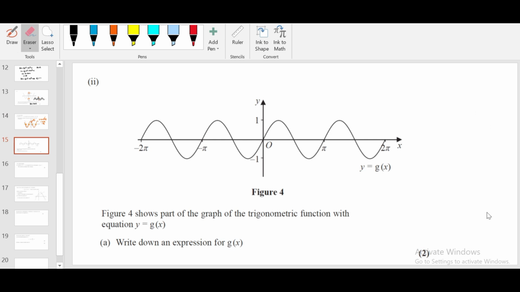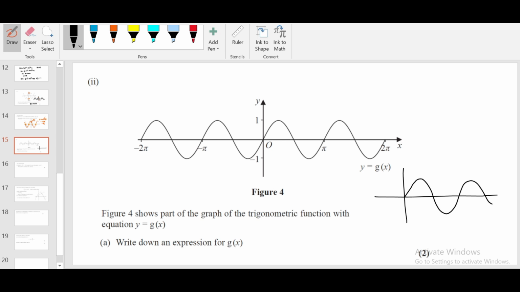You have another graph given. Figure 4 shows part of the graph with the equation y is equal to g of x. Write the expression for g of x. It looks like a sine graph, so don't blindly write sine x. If you look at the sine graph, you need to always compare it with the basic graph actually. The sine graph also looks like this, but the thing is this will be pi. This will be 2 pi. So the second point is supposed to be 2 pi. Now you have pi only.